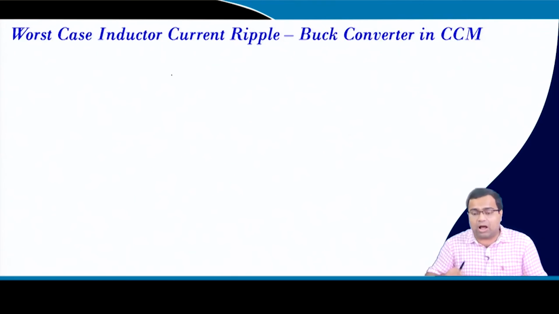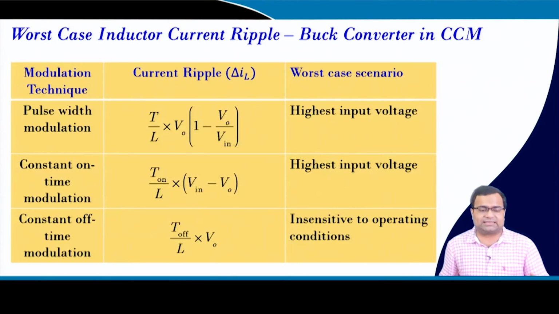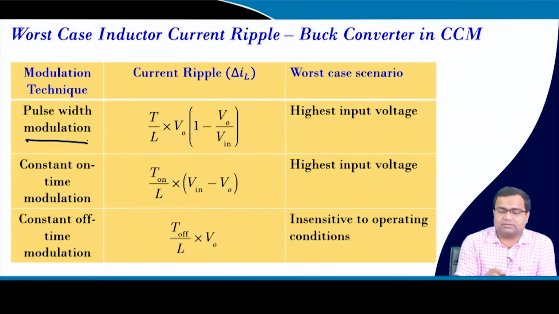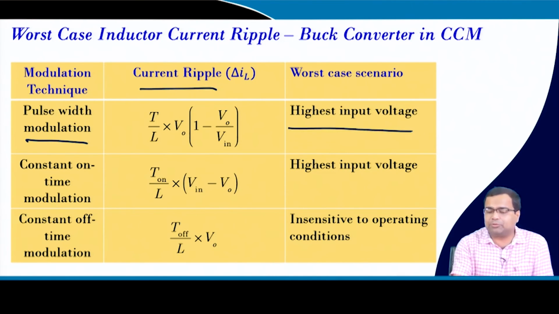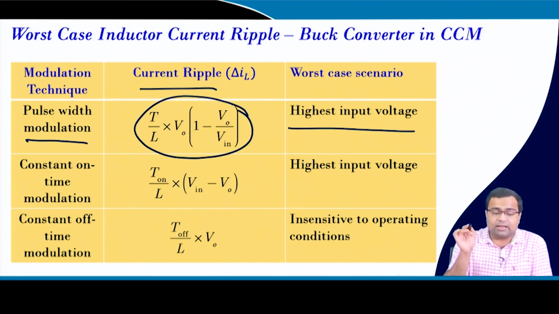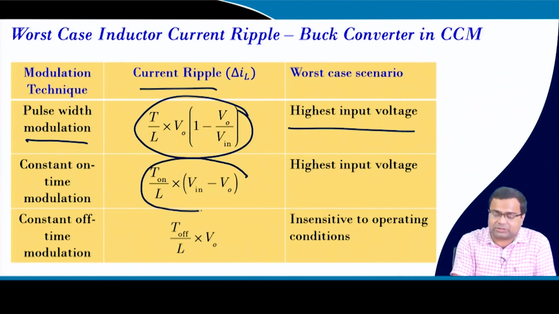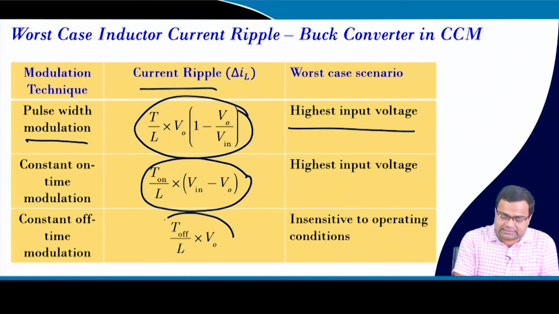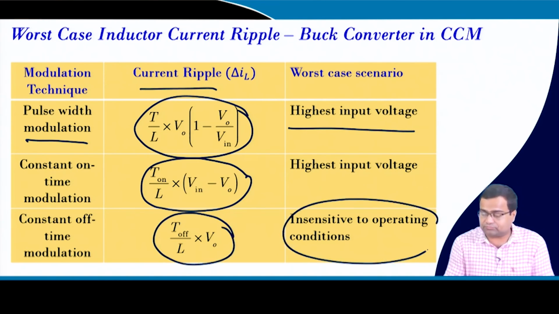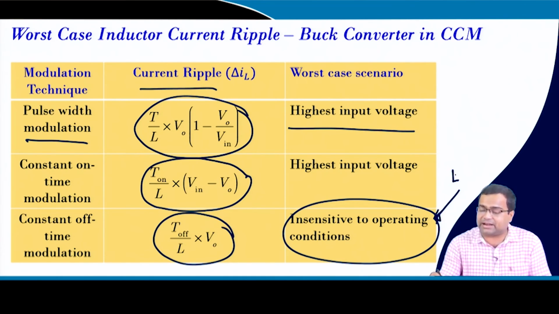So, now if you want to consider the worst case scenario, for pulse width modulation, if you take the ripple current, for highest input voltage we know the worst case for a buck converter, and this is the expression that we have discussed. If we use constant on time control, the worst case is again with highest input voltage, but the expression of current ripple is different. But under constant off time control, it is insensitive to input voltage operation.